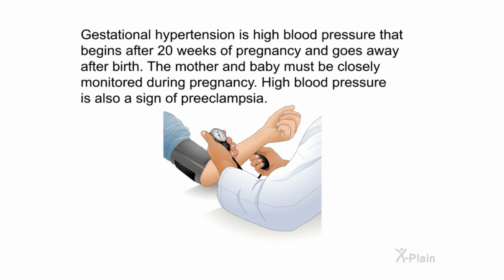Gestational hypertension is high blood pressure that begins after 20 weeks of pregnancy and goes away after birth. The mother and baby must be closely monitored during pregnancy. High blood pressure is also a sign of preeclampsia.